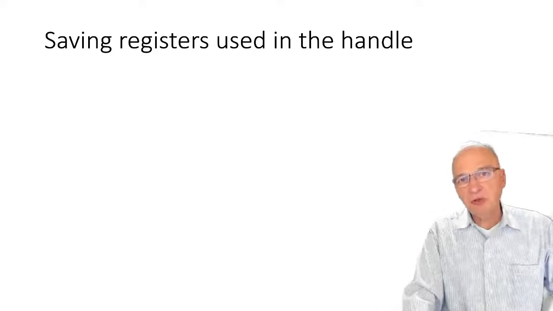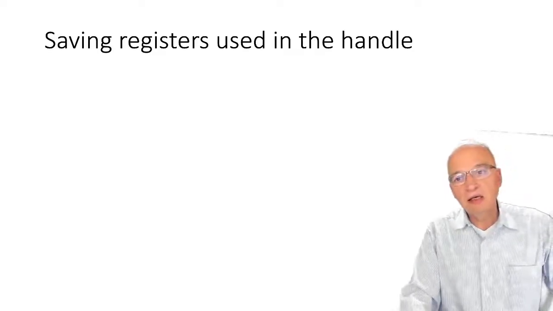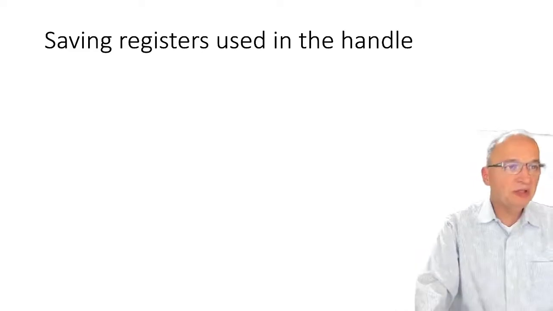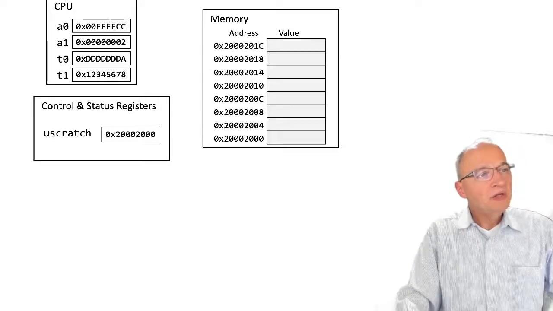As I mentioned before, when you are writing a handler, you must save all the registers that you use in the handler. It's not only the S registers, because when you come back from the exception, the application that was running expects that none of the values of any of the registers has changed while the exception was being handled. So here's a model.